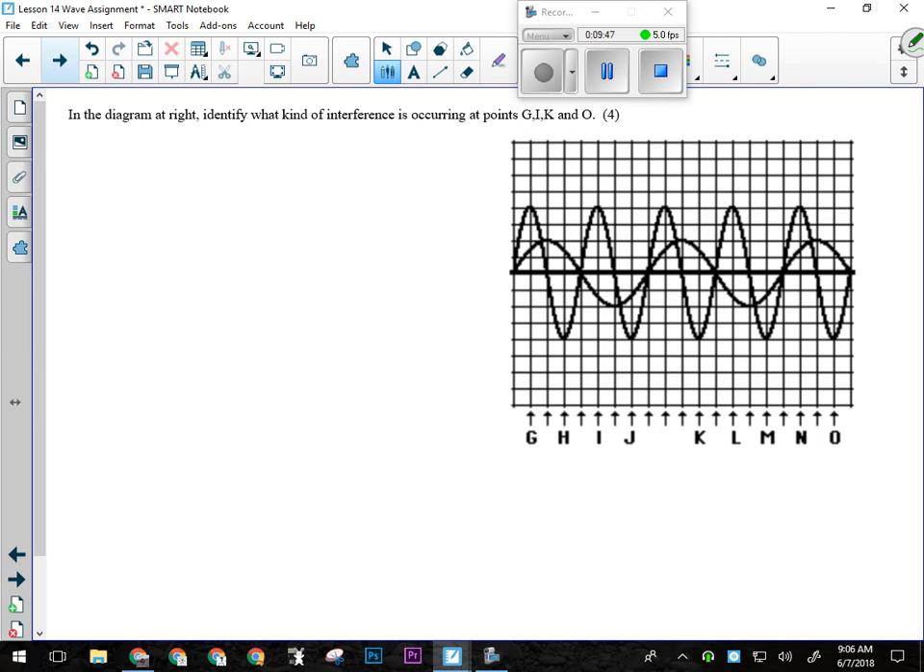Okay, so what kind of interference is occurring at point G? All right, so at point G, first wave is up, second wave is up. This is constructive interference. All right, at I, one is down, the other is up. This is destructive. Okay, at K, same thing. One's down, the other's up. That's destructive. And at O, one's down, the other is up. Destructive interference.